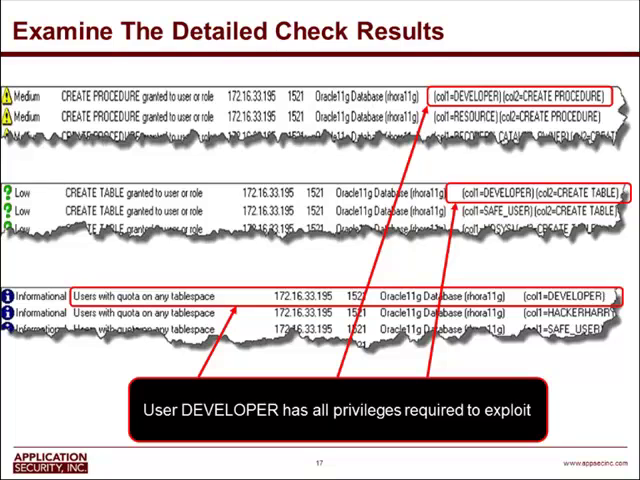So in the top section, we're looking at create procedure granted to user or role. And here we have a user named developer that's been granted create procedure. In the second section, we're looking at create table granted to user or role. And once again, we see that user named developer that's been granted create table. Finally, in the bottom section, we've got users with quota on any table space. So that's users that can create objects, once again granted to developer. So user developer has all of the privileges required to run this exploit. I just simply have to look at the results coming out of App Detective Pro to identify them.